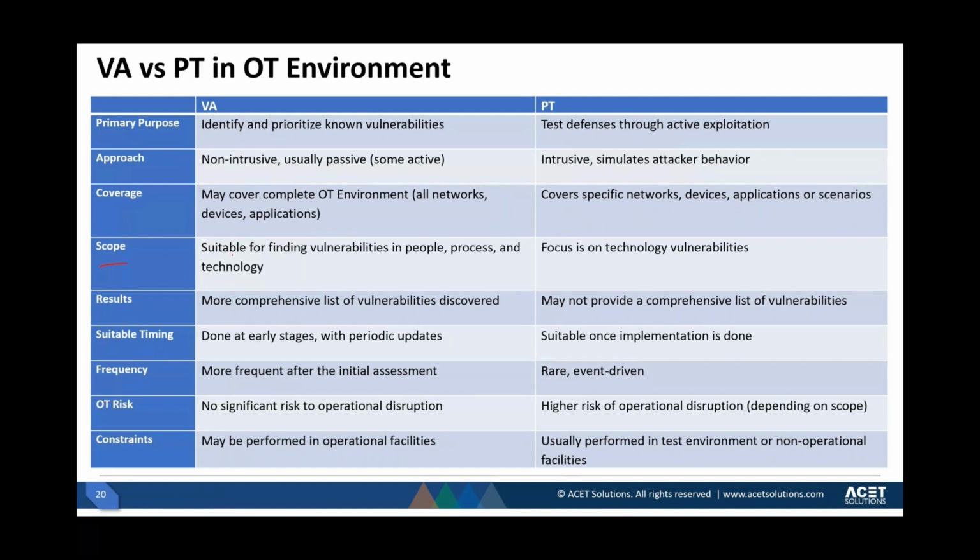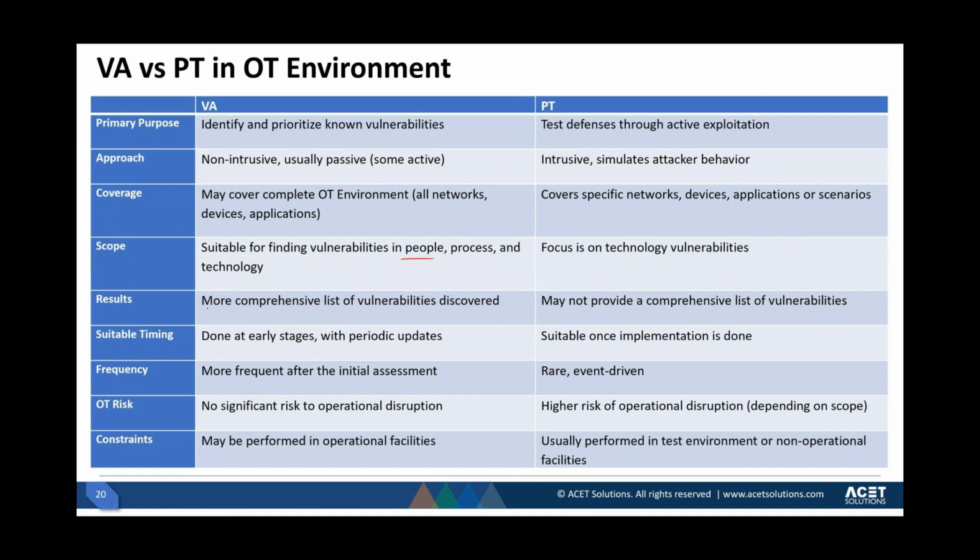Scope: the VA is suitable for finding vulnerabilities, in my opinion, in people, process, and technology. In PT, the focus is typically on technology, while certain people or process aspects are used in the tools and techniques like phishing. If you send out a phishing email and a user clicks on it, yes, you have checked the people part of it a little bit. But the most focus in the PT is on the technology vulnerabilities.